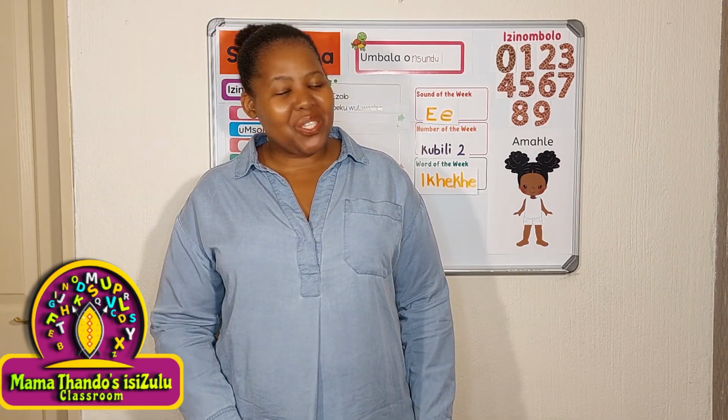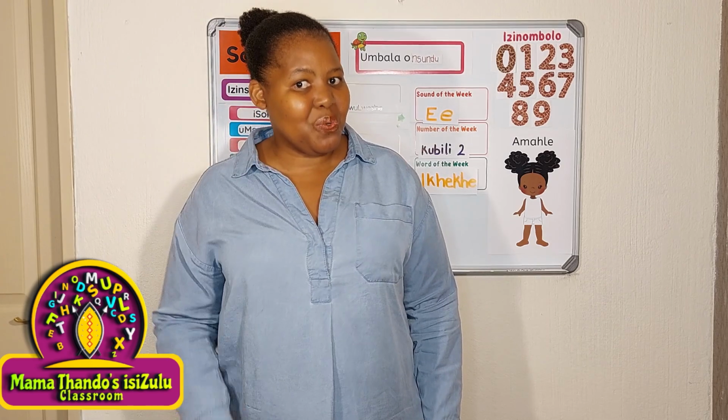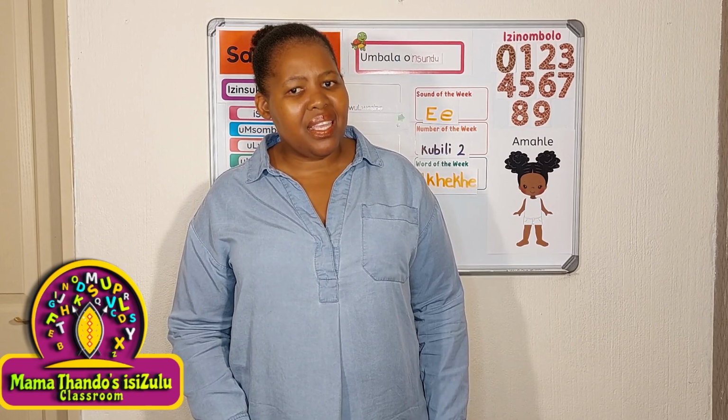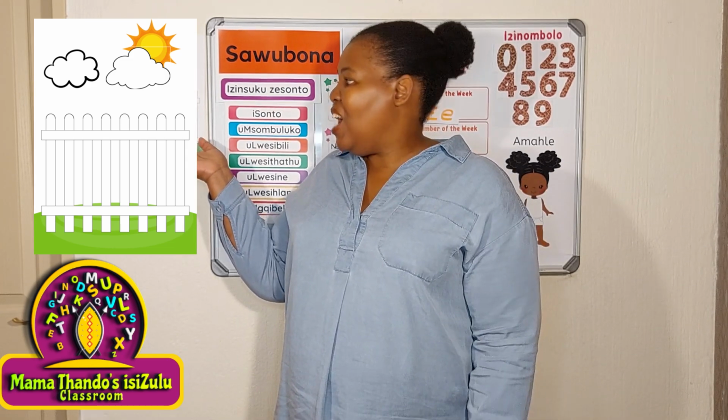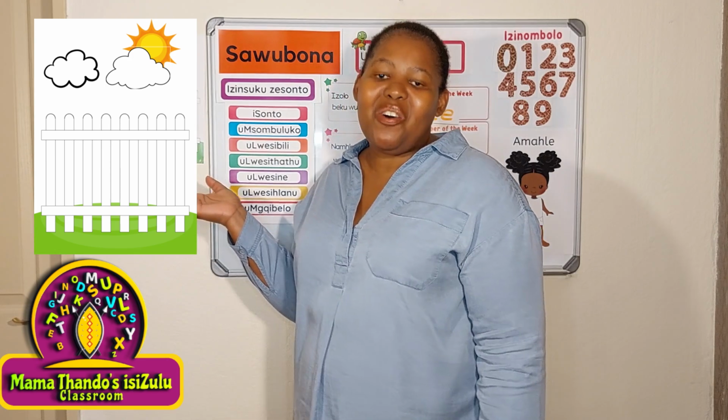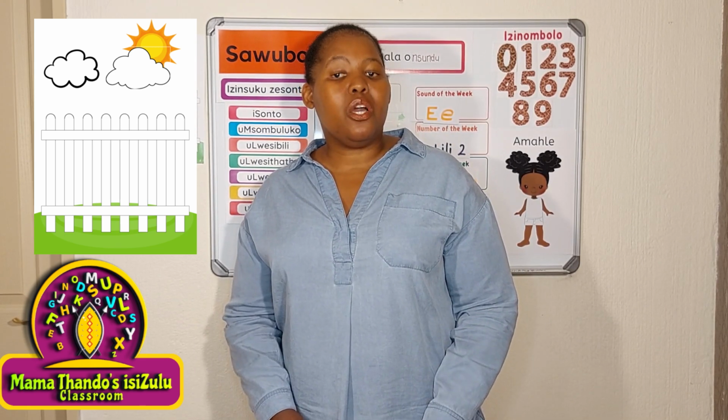Now, whilst we are talking about the number 2, kubili, I would like you to help me with a little project of mine. Ngicela ungisize. Will you help me? Ngiyabonga. Well, ta-da! Here's my project. I'm trying to build a fence around our isiZulu classroom. Now, we can put up 2 sticks on the fence today. I think that will be enough for today, don't you think? So, please help me put them up.